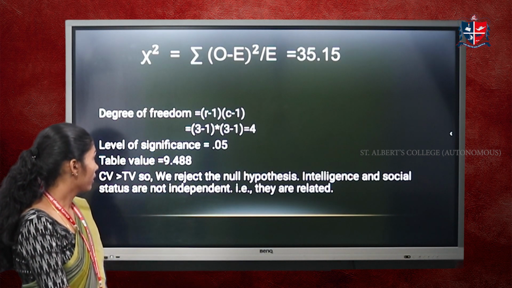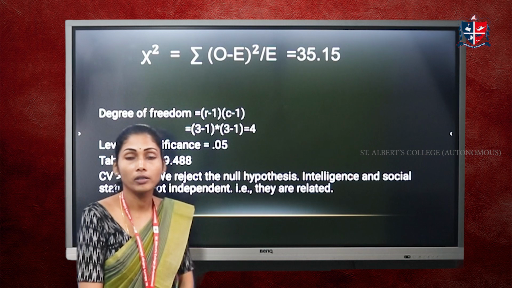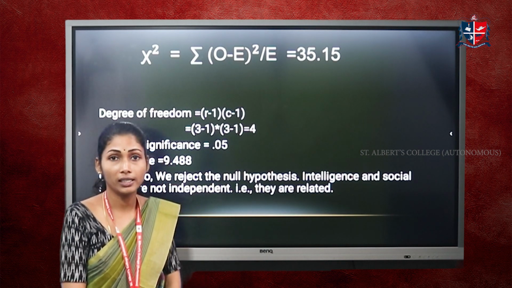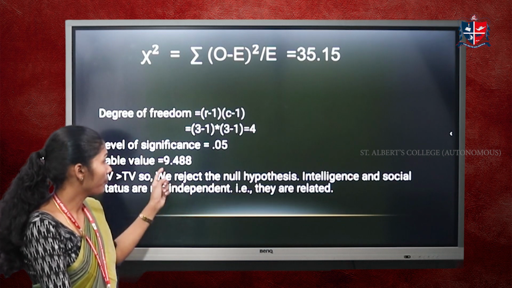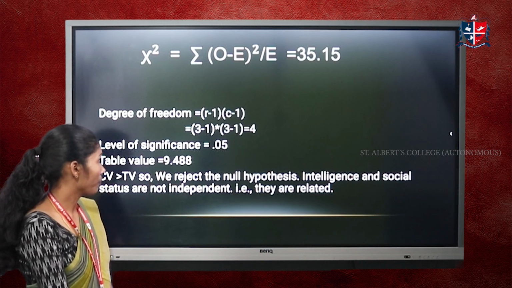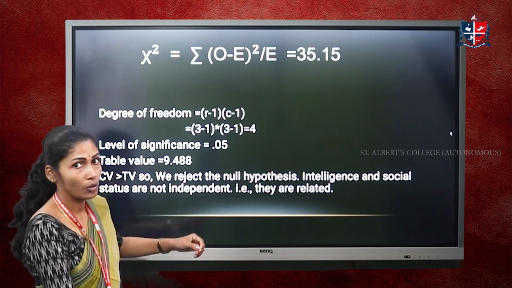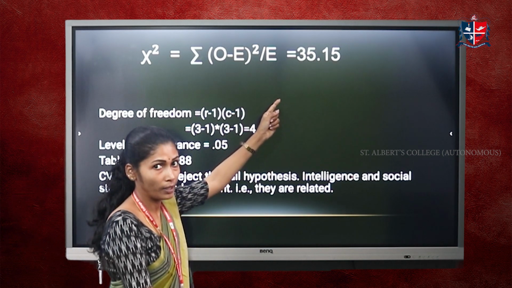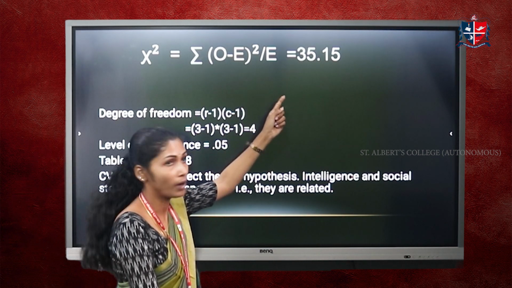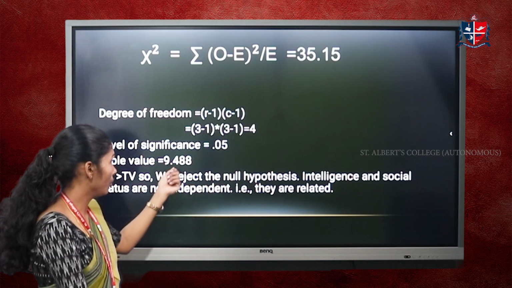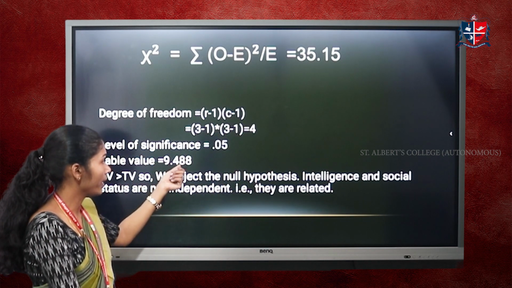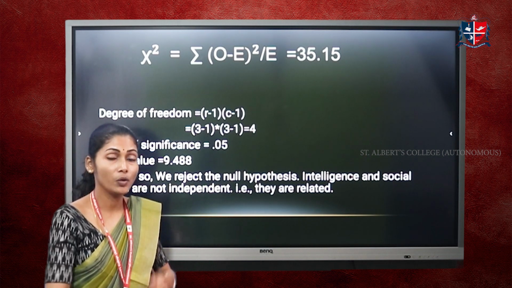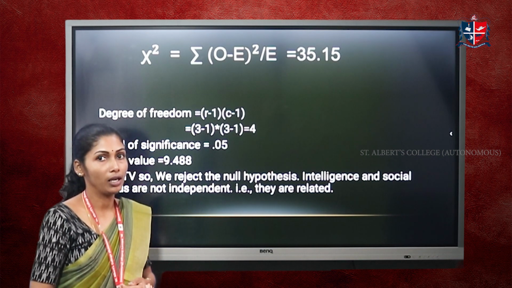And next step is to find out the table value on the basis of the degree of freedom and alpha. So we will get the table value as 9.488. That means the calculated value is 35.15. Okay, chi-square value is 35.15 and the table value is 9.488. That means the calculated value is greater than the table value.